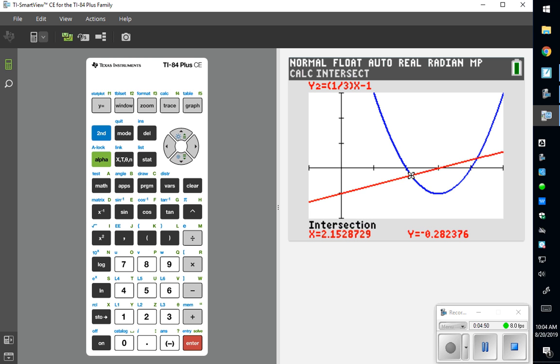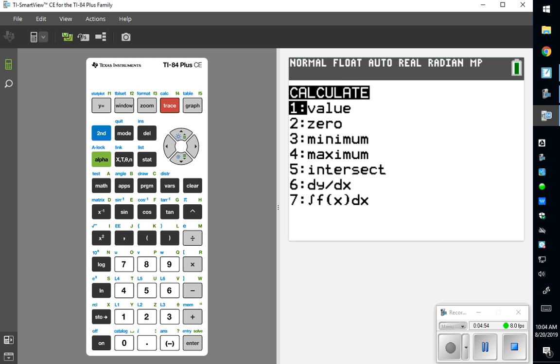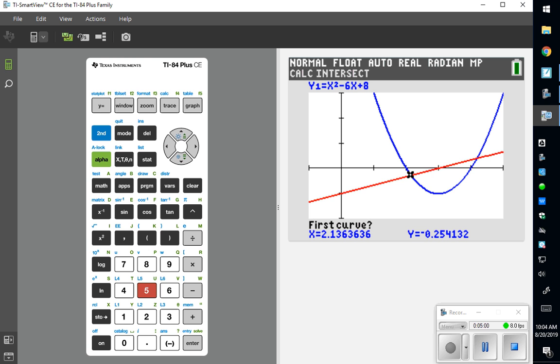Okay, we're going to repeat the process to find the other intersection point. So we press second trace again to take us back into the calculate menu, and again we press number 5 for intersect. And then it asks you the three questions. So is the cursor on the first curve?